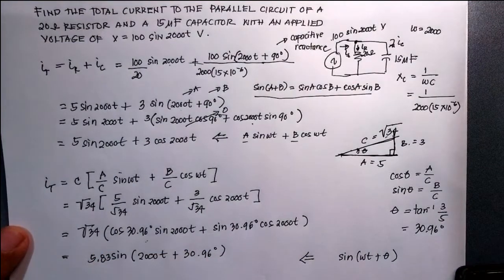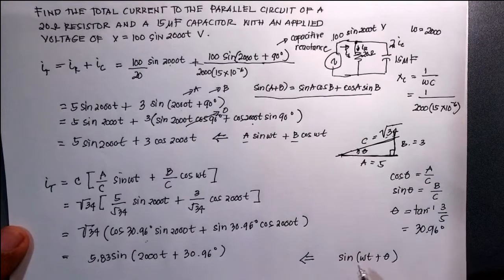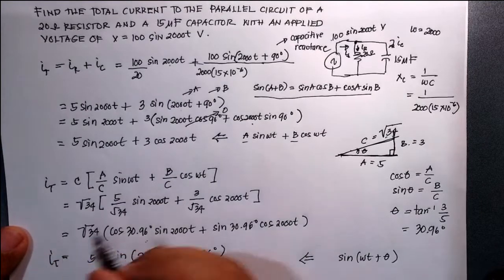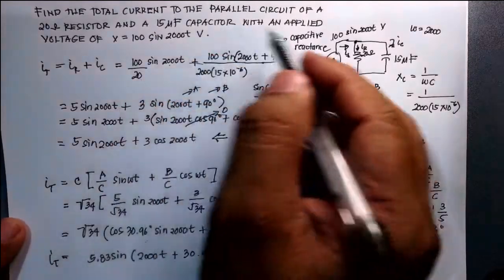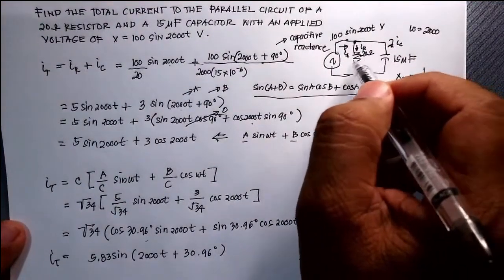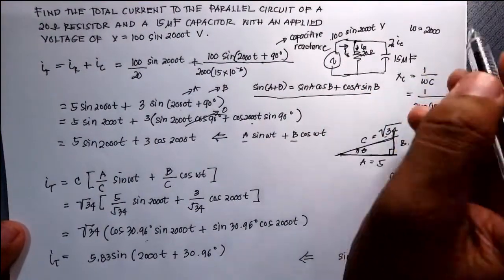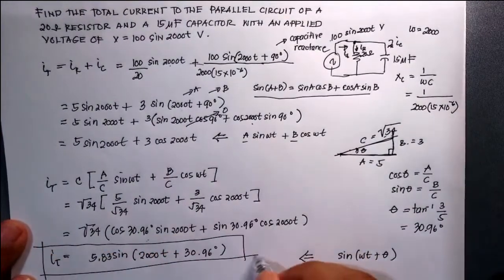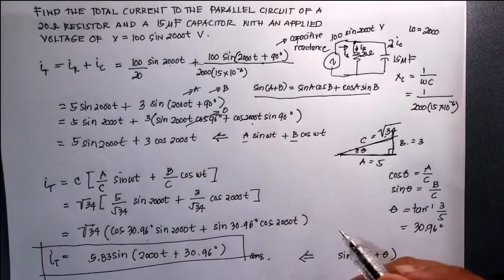Okay, so this will be our form. This will be the value for the total current in parallel, wherein the resistor and the capacitor are in parallel. So this will be our answer. This is the total current.